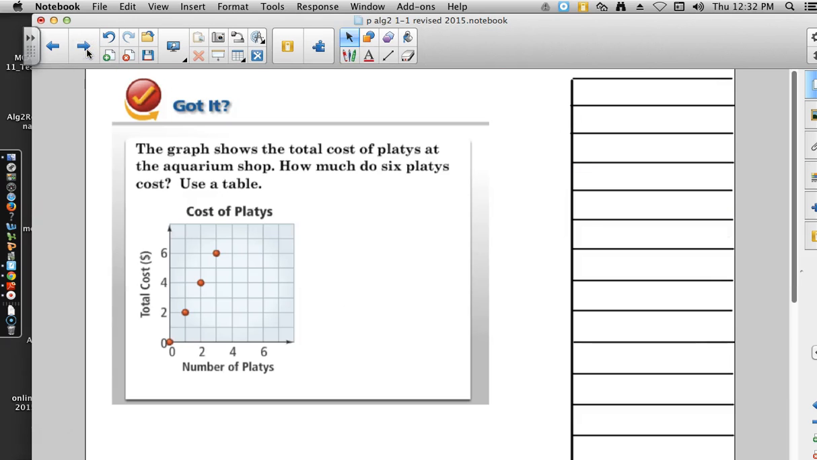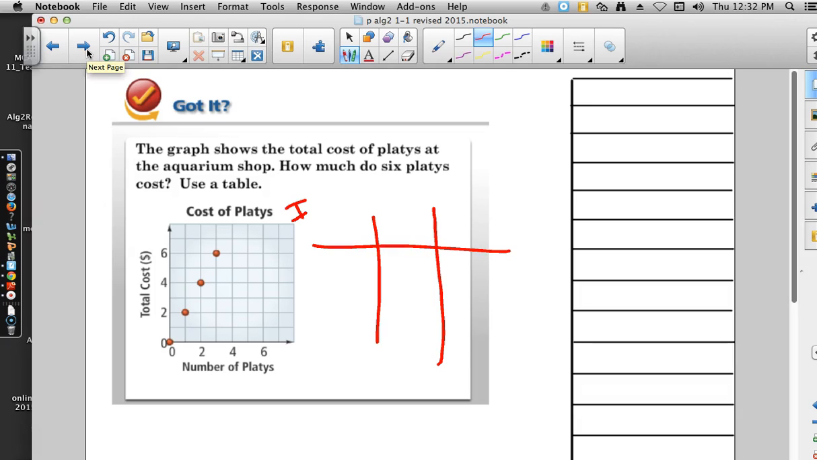This one says the graph shows the total cost of platys at the aquarium shop. How much do 6 platys cost? Use a table. Okay. So our table is about an input and an output and a way to process that. So let's see what we have. Number of platys is on the horizontal axis again. Think of the horizon where the sun sets. And then total cost is on that vertical axis. White House, we've got those big columns in front.